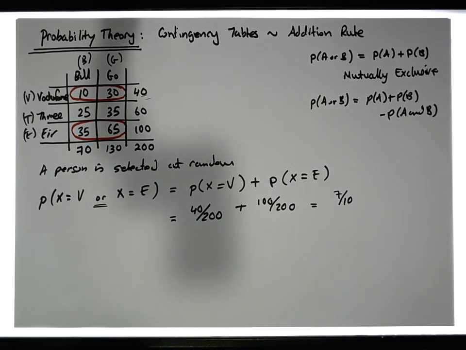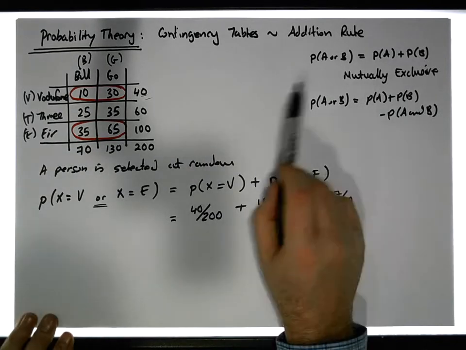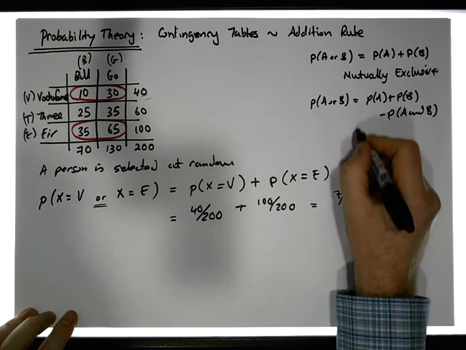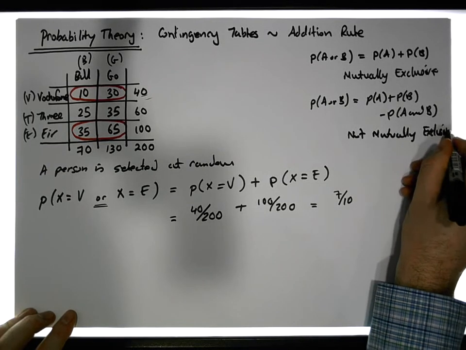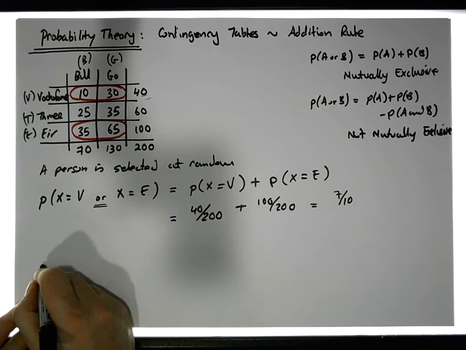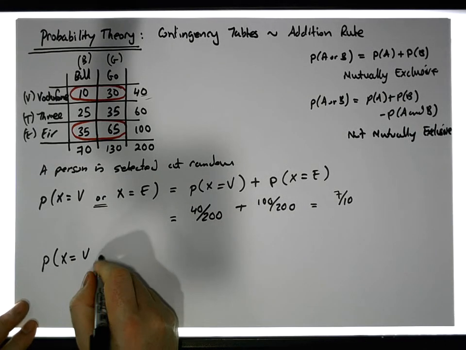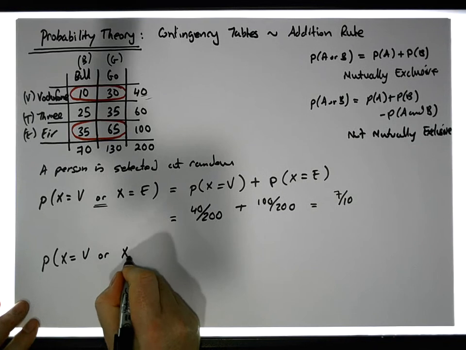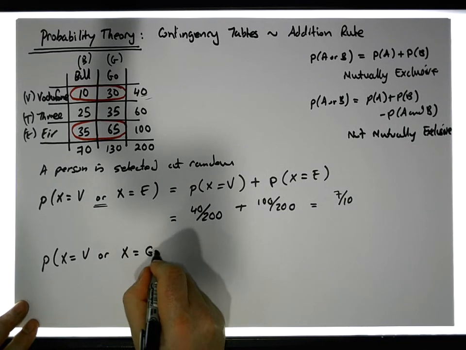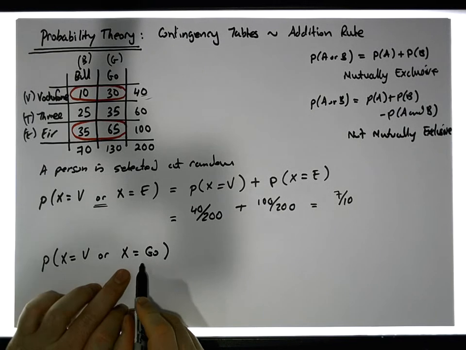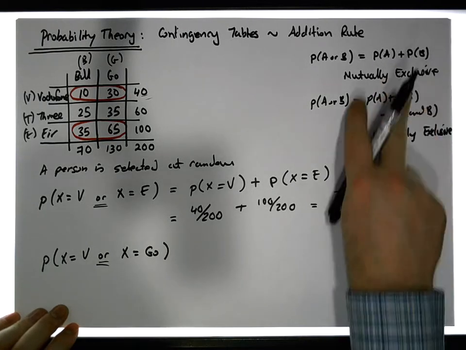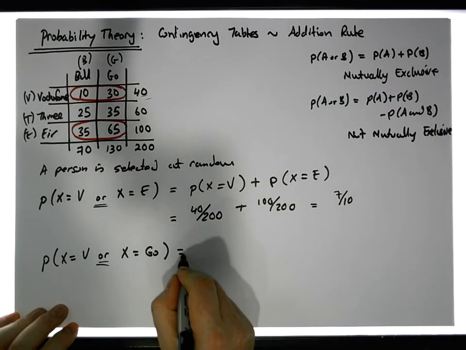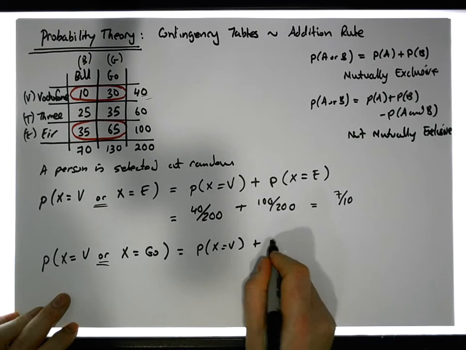Okay, now let's have a look at the situation where we're calculating a probability where they're not mutually exclusive. Don't forget, this is not mutually exclusive. And let's see how we get on there. Okay, so let's ask ourselves the question: what's the probability that the person selected is a Vodafone customer, or the person selected is a Go customer, meaning that they pay their bill, they're on a pay-as-you-go plan? Well, once again, it's an OR, so we have to split it up into the individual marginal probabilities. Okay, so it's the probability that they're a Vodafone customer plus the probability that they're a Go customer.